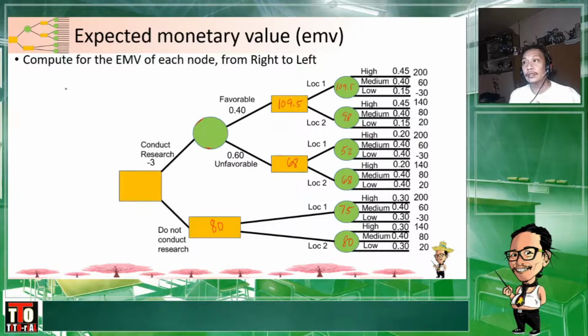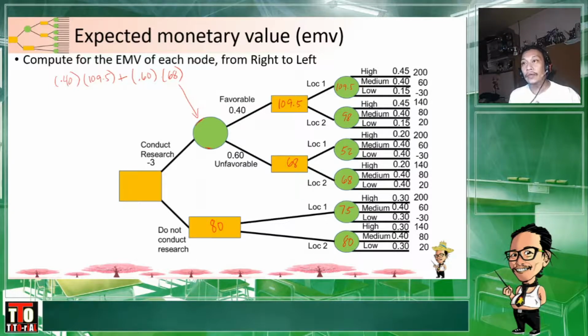So, ang gagawin natin dyan is, since there is a probability of 0.40 for favorable market, imumultiply natin ngayon siya sa 109.5 and then plus 0.60 na unfavorable si market, imumultiply natin siya sa 68 para makuha natin yung EMV dito.